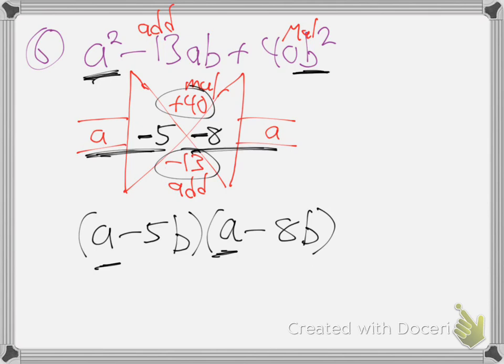How are we doing? Questions? You'll be able to get an A on Tuesday? Not by getting 40%. That's not going to happen.